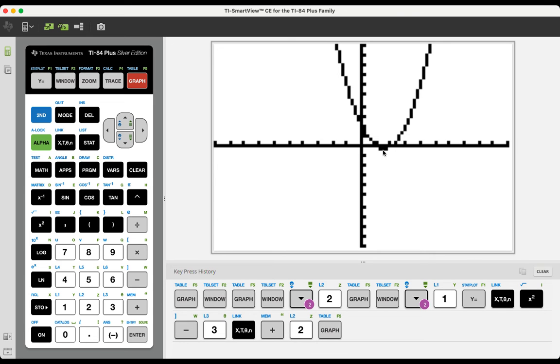This intercept here, I definitely don't know where the vertex is. It looks like it's below the x-axis, but I can't tell exactly where it is. Over here, I'm clueless as to where that y-intercept is. Because all of these points are so close together, this would be a good candidate to adjust the window, zoom in a little bit, and see if I can get those points a little bit more accurately.